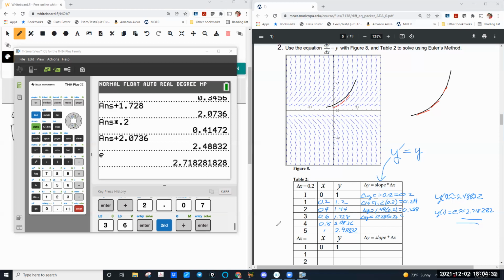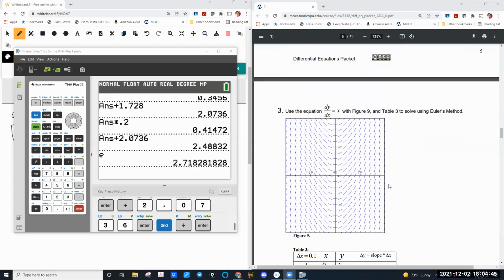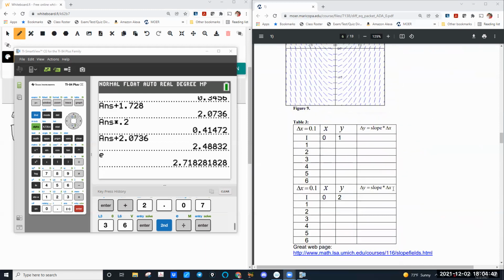Okay, so we picked an easy one. Let's look at one that maybe has a different differential equation and talk about it. That one's kind of boring.